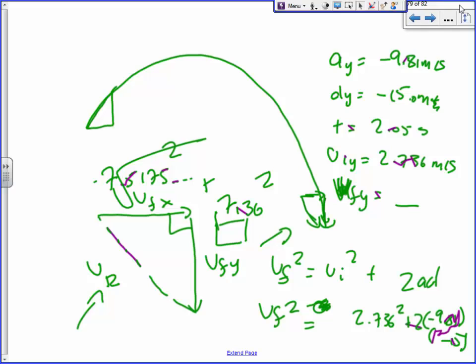It really looks like a little child scribbled all over my board. I'm so embarrassed. Just do it. What was that? What two numbers am I squaring?